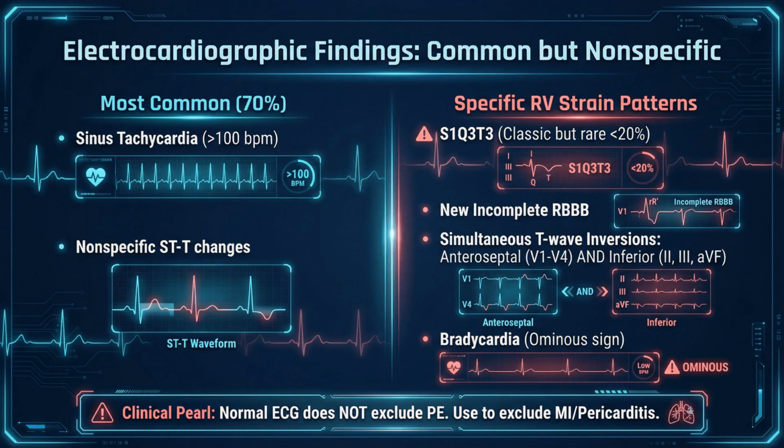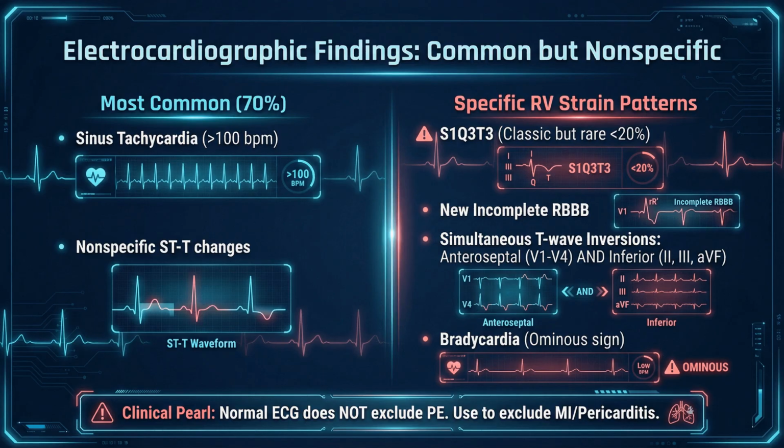Let's talk about the electrocardiographic findings we often see in acute pulmonary embolism. ECG changes are quite common, occurring in about 70% of cases, but importantly, they tend to be nonspecific. The most frequent abnormality you'll encounter is sinus tachycardia, meaning the heart rate is elevated above 100 beats per minute. This makes sense physiologically, as the heart tries to compensate for impaired oxygenation and increased pulmonary vascular resistance.